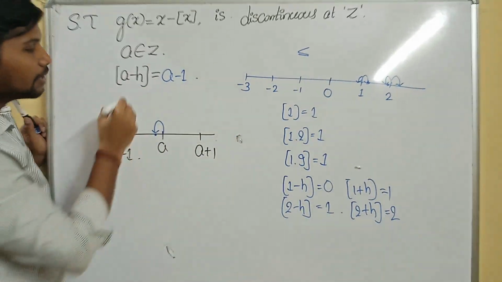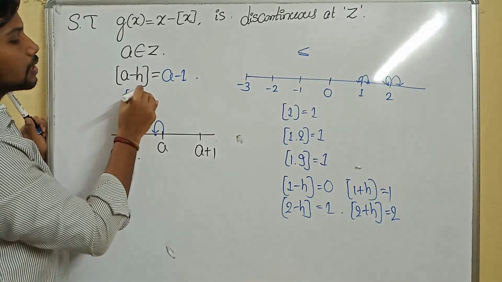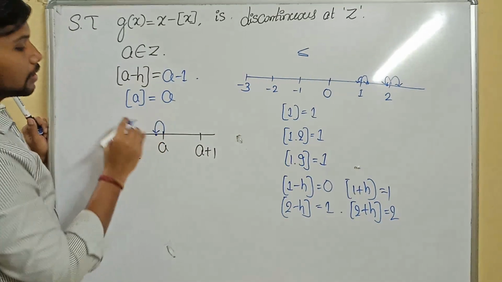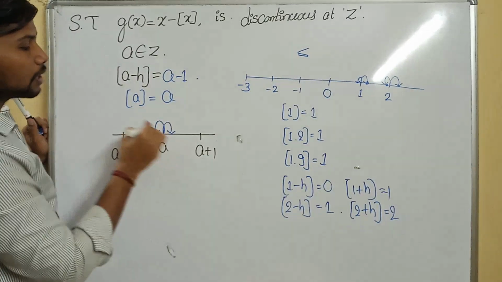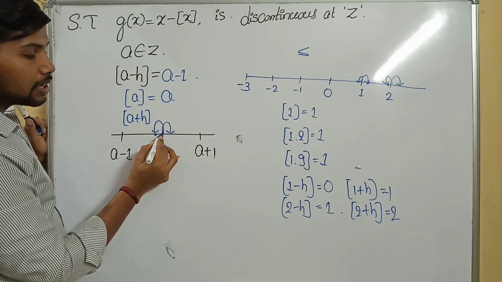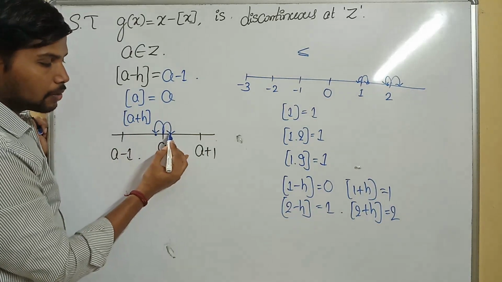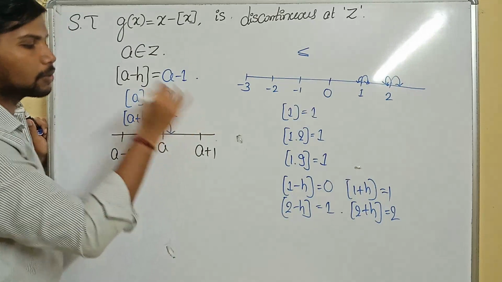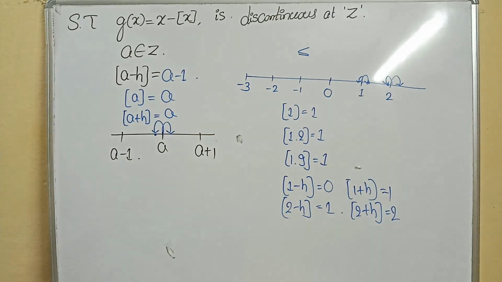Got the point clearly? What is the greatest integer function for a? It will be a only. What is the greatest integer function for a plus h? a plus h is the right part of a. What is the left integer for this particular point? It is a, so it will be a only. Got the point clearly?